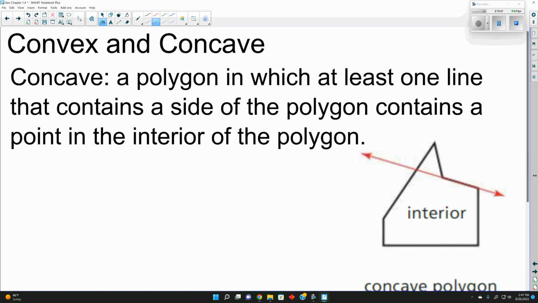A polygon in which at least one line that contains a side of the polygon contains a point in the interior of the polygon. We extend the side. We draw a line pretty much on one of the sides, and if it cuts through the figure, it is concave. Essentially, it'd have a point that either juts in or juts out. It's going to be concave. Does that make sense?